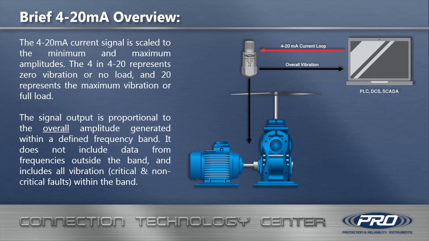The 4 to 20 milliamp current signal is scaled to the minimum and maximum amplitudes. The 4 in 4 to 20 represents zero vibration or no load, and the 20 in 4 to 20 represents the maximum vibration or full load. The signal output is proportional to the overall amplitude generated within a defined frequency band. It does not include data from frequencies outside the band and includes all vibration for both critical and non-critical faults within the band. If you look to the right, you will see an image of a regular 4 to 20 milliamp application.